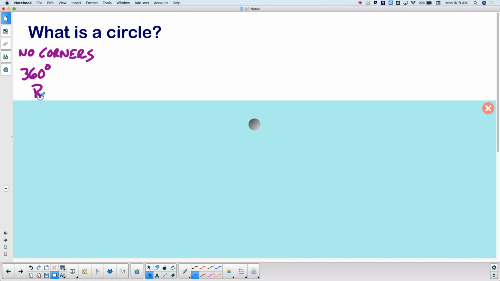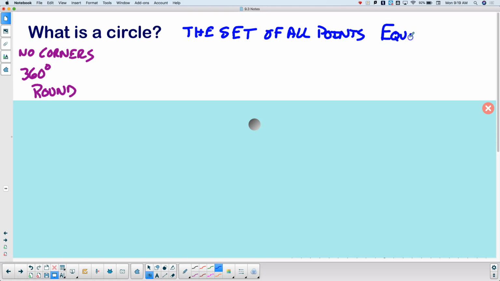Now, a true mathematical description of what a circle is, or even a mathematical definition of what a circle is: it is the set of all points equidistant from one point. A circle is the set of all points equidistant.